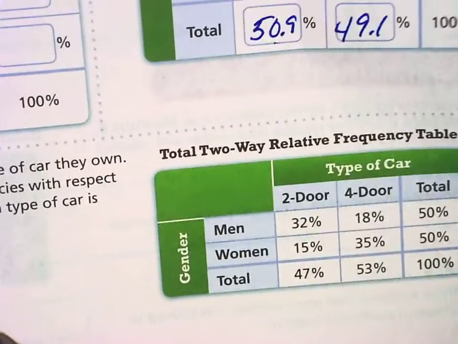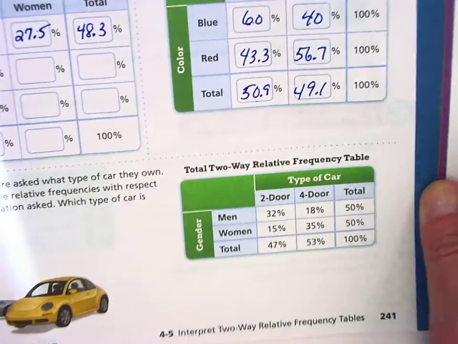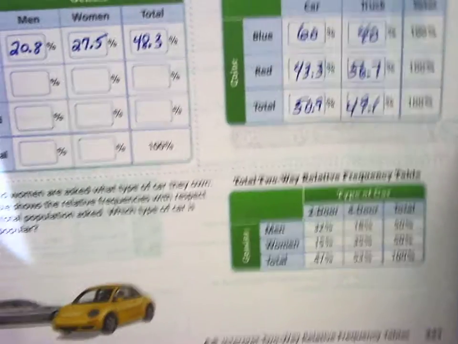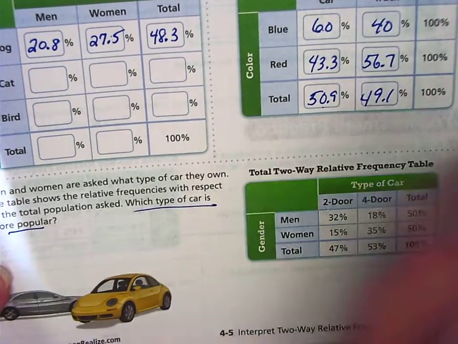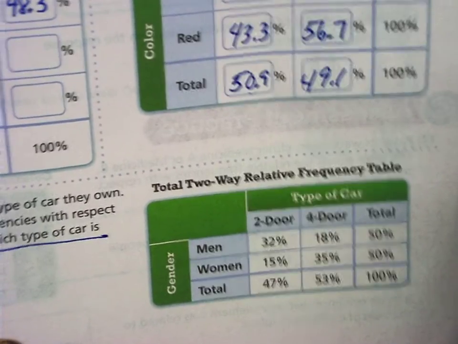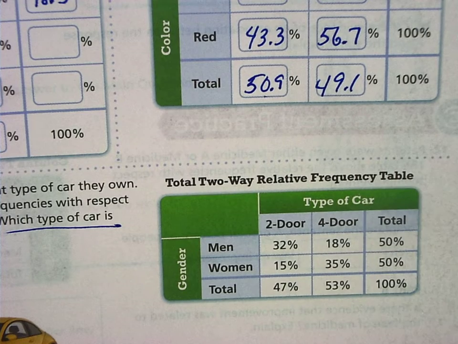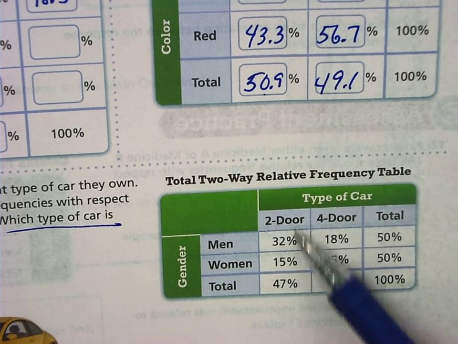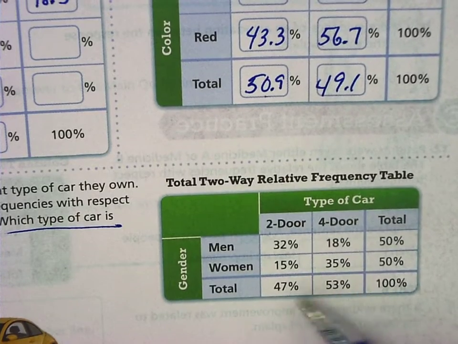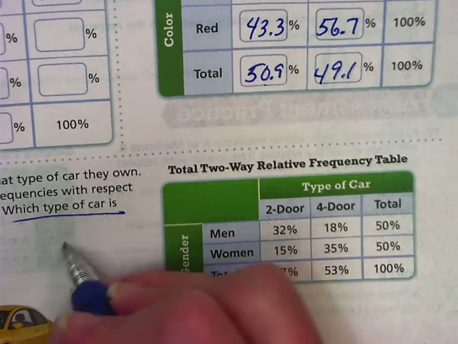Okay, let's take a look. Sometimes you're going to be asked a question. It says men and women are asked what kind of car they own, a two-door or a four-door. It says which type of car is more popular? Well, the two types of cars you have to choose from are two-door and four-door. Which type is more popular? Okay, well, look at the totals of the two-door and the four-door. Well, four-door is bigger, so four-door is a little more popular.